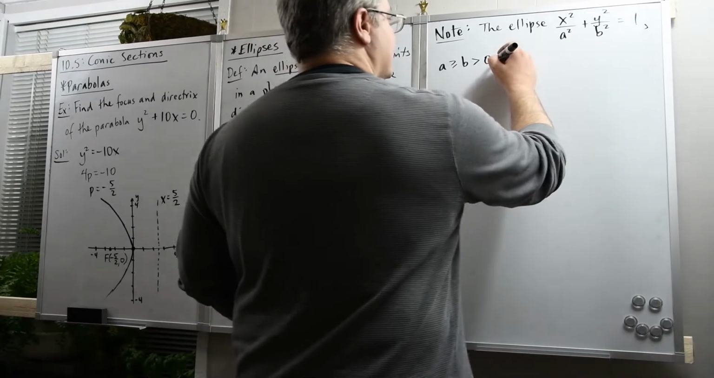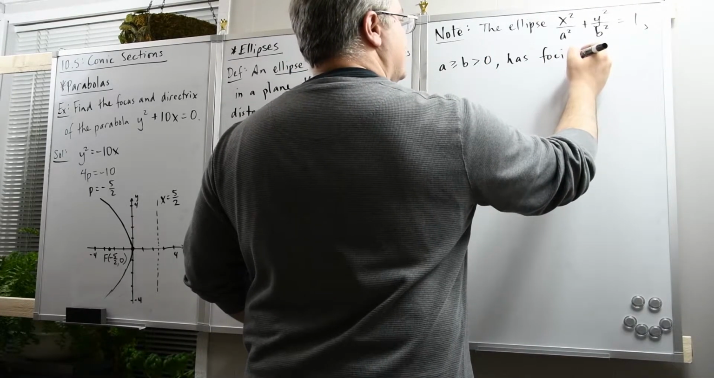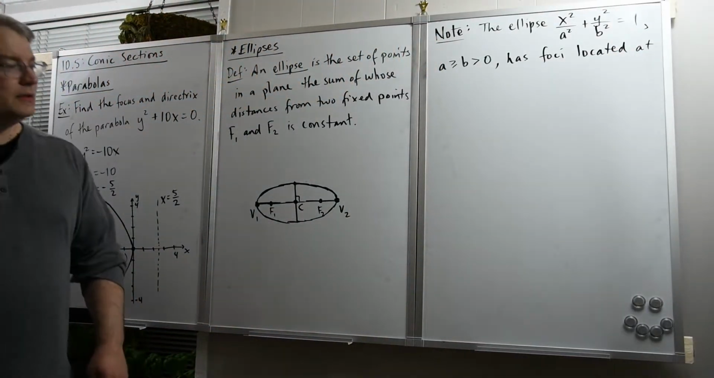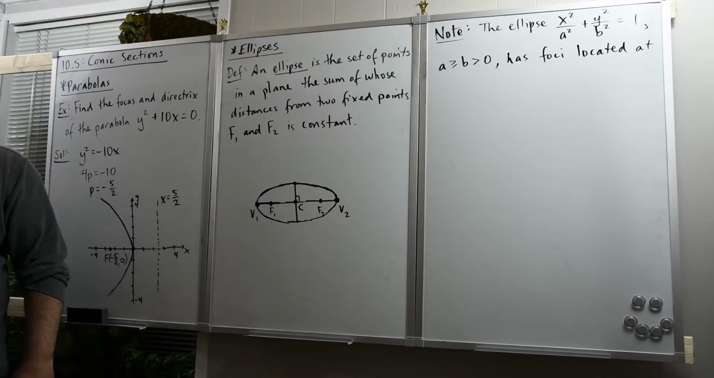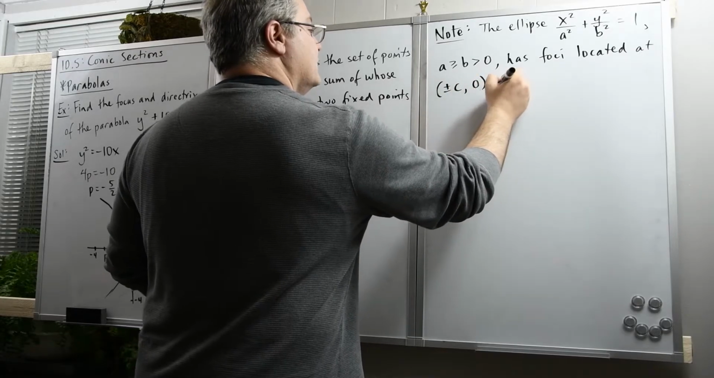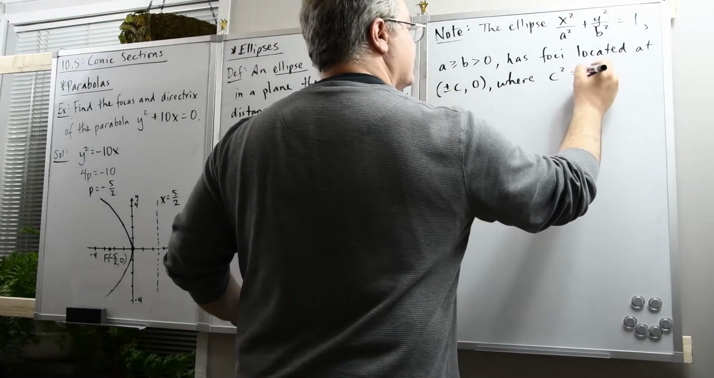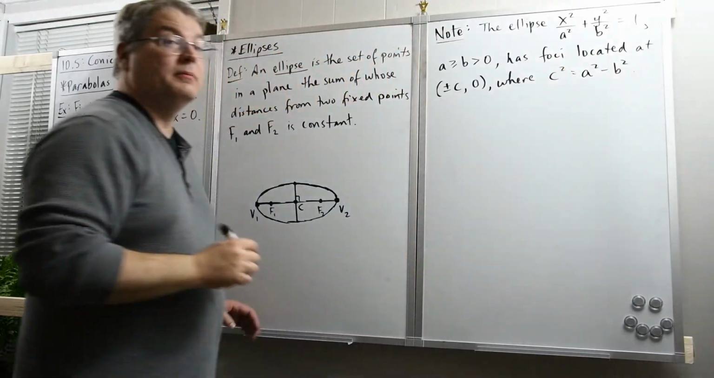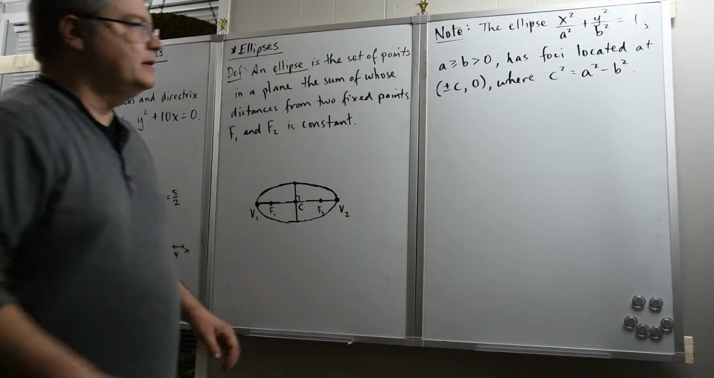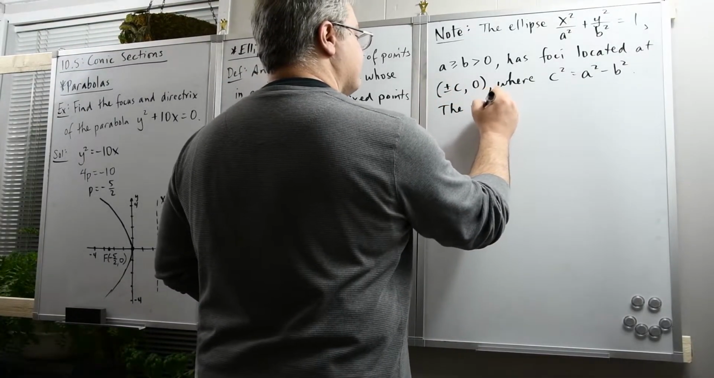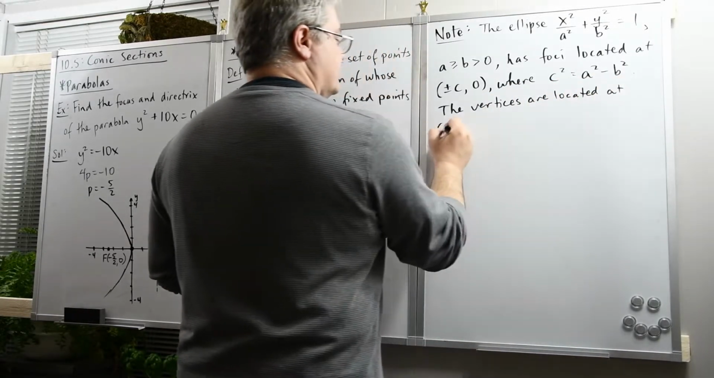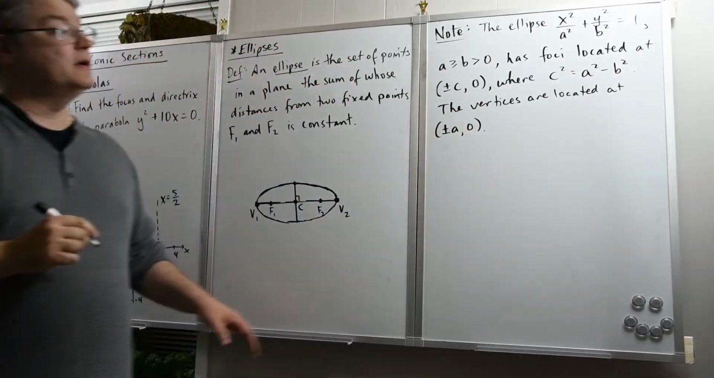But this is going to have foci located at negative c comma 0 and positive c comma 0, where c squared is equal to a squared minus b squared. The vertices are located at plus or minus a comma 0.